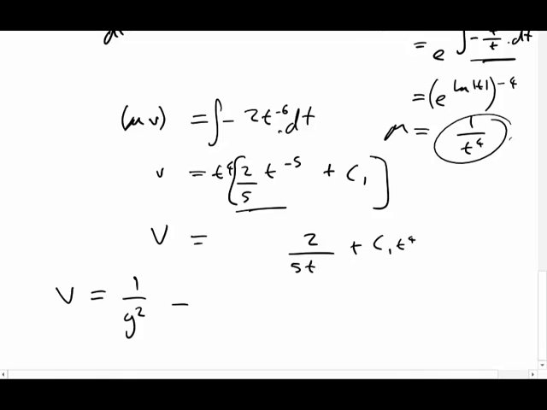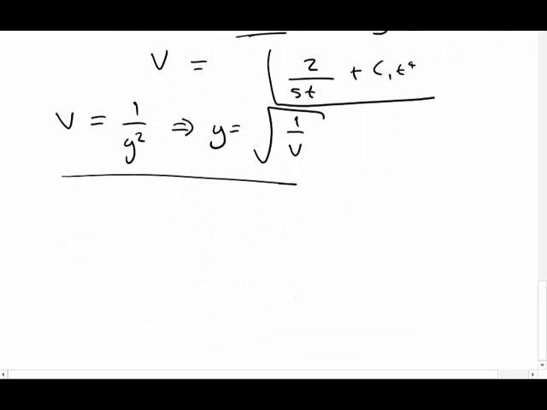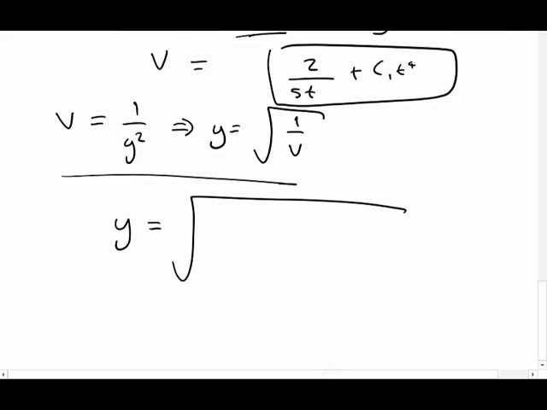And I worked out as well that y was going to be equal to the square root of 1 over v, just from rearranging those two things. So therefore, if v was equal to this thing here, then y must be equal to the square root of 1 over all of that thing. Can I do much with that? Well, yes, I can, but I'm going to leave it like that for the moment. So 2 over 5t plus C1 t to the power 4.